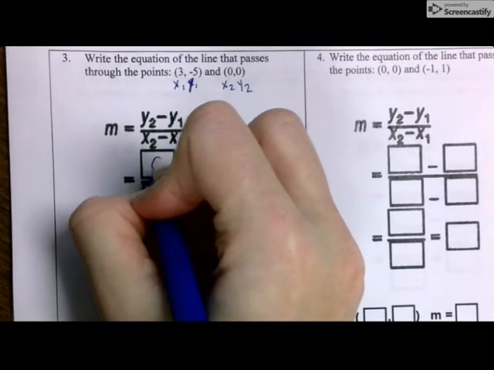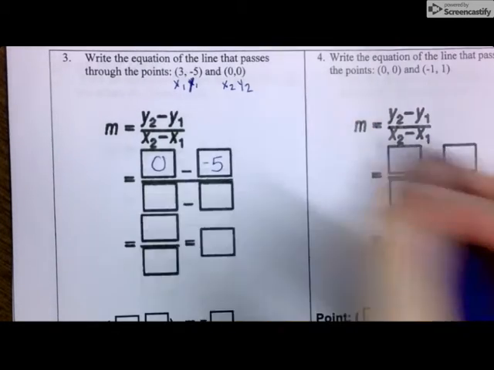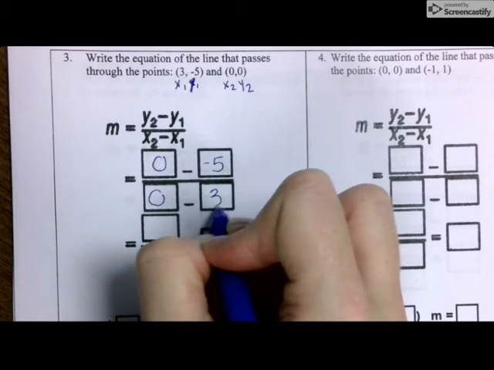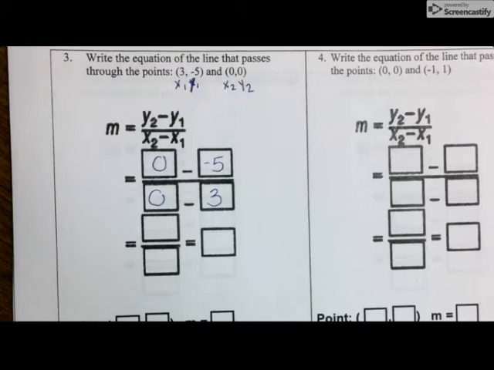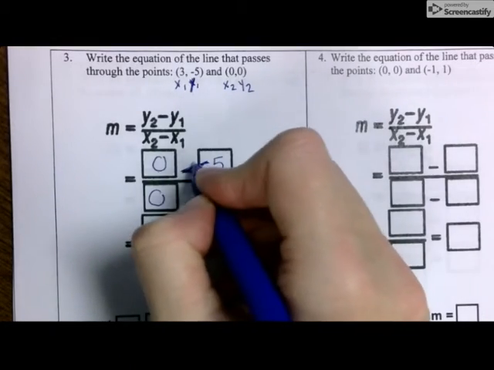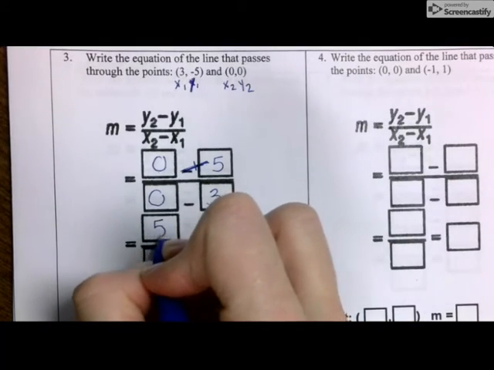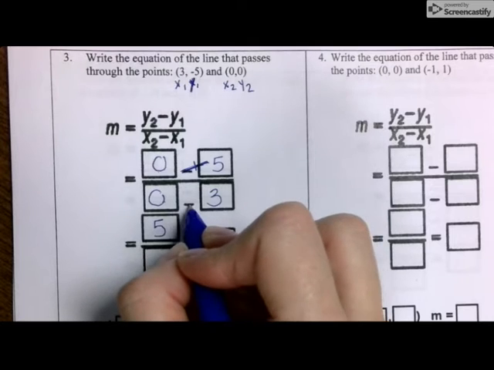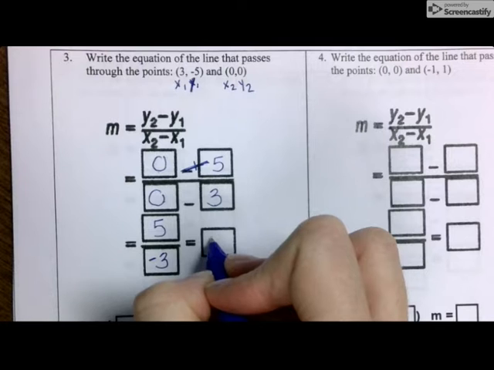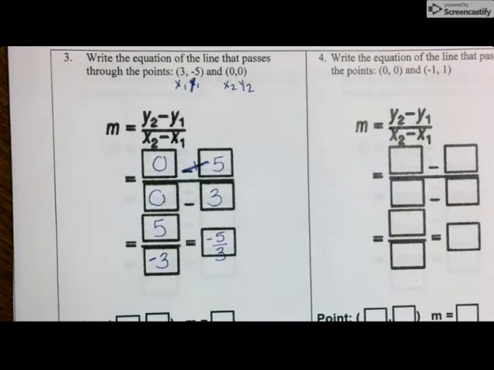So I'm going to have 0 minus -5 and 0 minus 3. 0 minus -5, that changes to a plus, and 0 plus 5 is 5. 0 minus 3 is -3. So this would be the fraction -5/3. Okay?